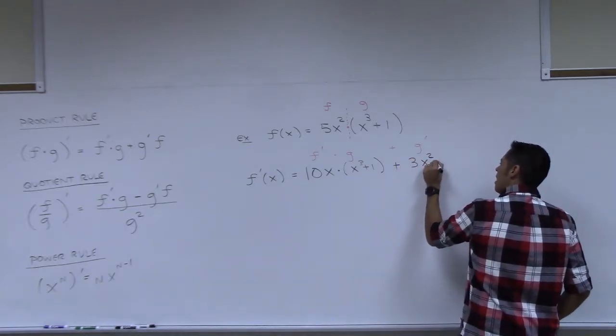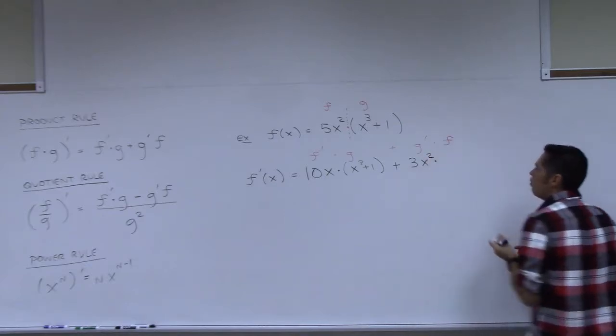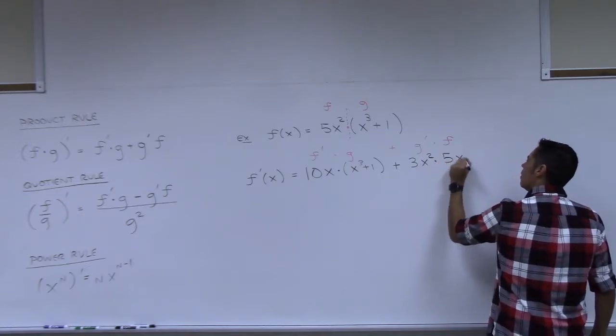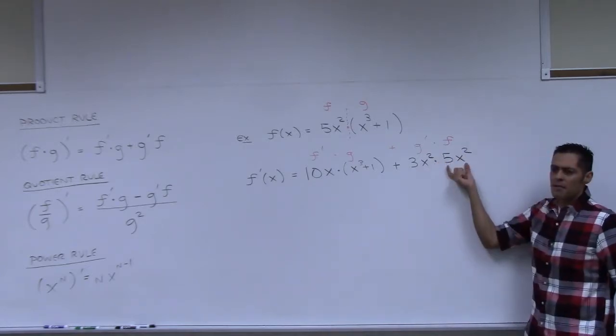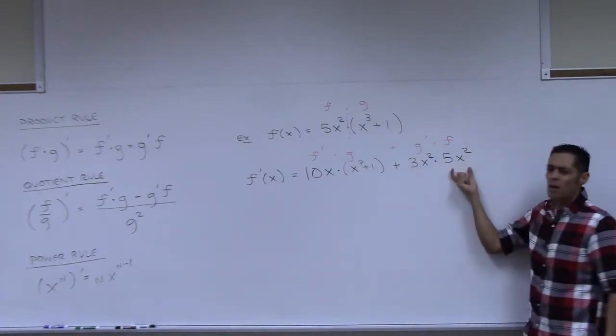And then I have to say times, right? Times f. And what is f? 5x squared. Now I did not put parentheses around the 5x squared. Why? Like I did the parentheses here, right, when I put the g here, but I didn't do it on f. Why?